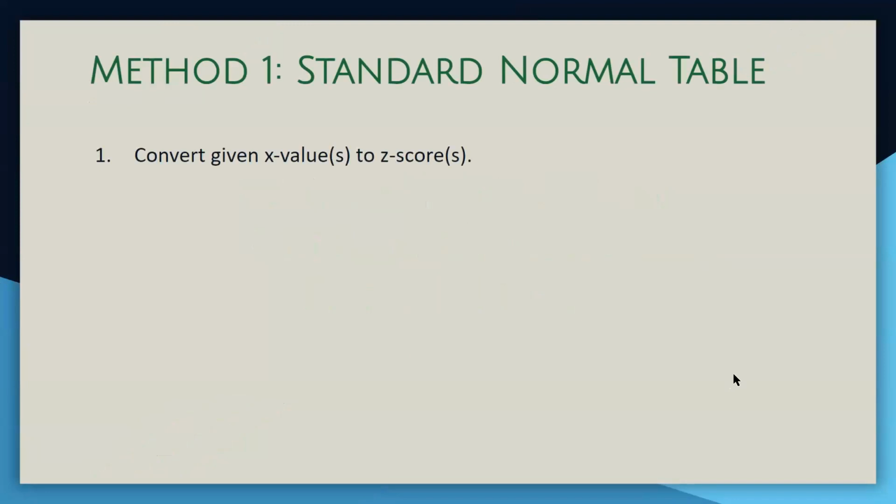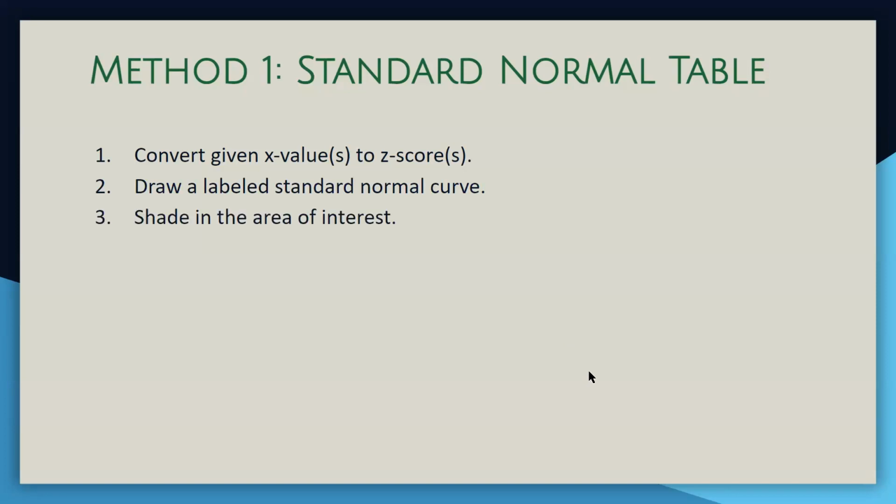To do this, the very first thing you're going to have to do is convert any given x values into z-scores using the z-score formula. The next thing you'll need to do is draw a labeled standard normal curve and then shade in the area or probability of interest. What section of that curve are we looking at? Where are the range of values that I'm interested in?